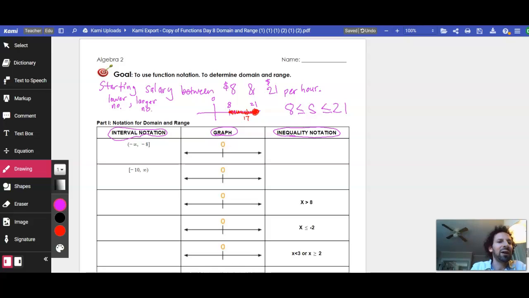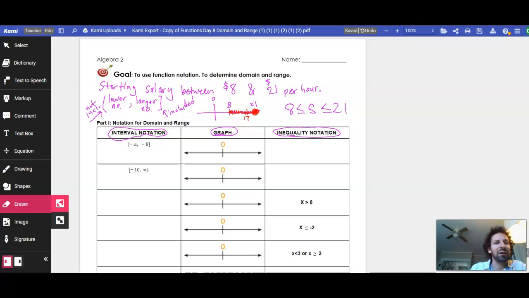Then we either use brackets or parentheses. It just depends on if that number is included or not included. Brackets means that the number next to it, the last number to the right of the comma, is included. If you see parentheses next to the number, that would mean that it is not included. Okay? I'm going to erase this so I have space to write, but make sure you have that down.